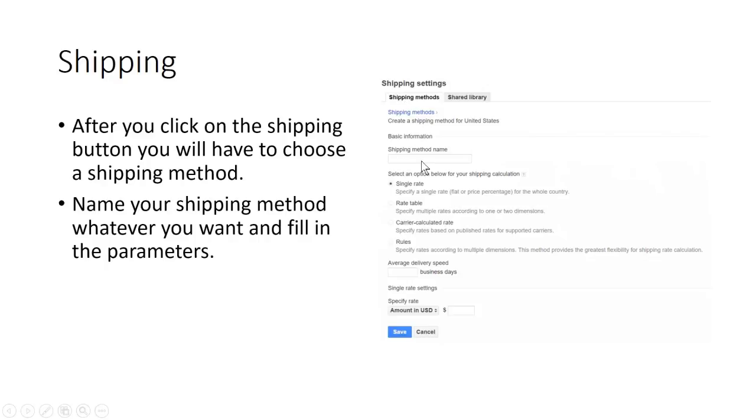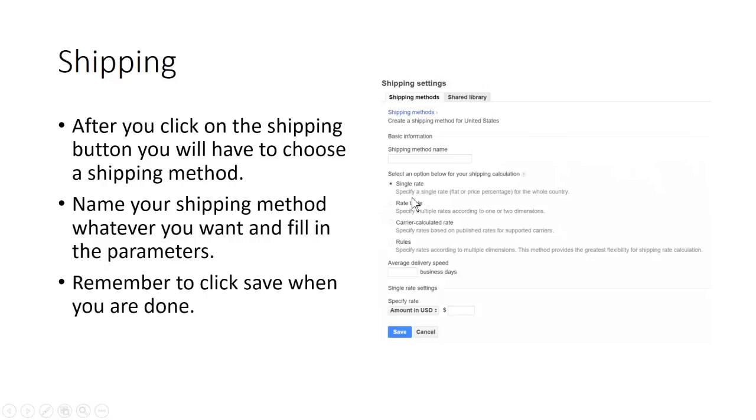USPS or my shipping method, FedEx, DFP, USPS, whatever. And then you could select the single rate, or maybe you want to use a rate table or a carrier calculated table. This is virtual. That single rate is like a flat rate. And then you want to put in the business days. How many days does it take for delivery? And then what you want to do is, if you're using the single rate setting, specify the rate here in US dollars and then click Save.